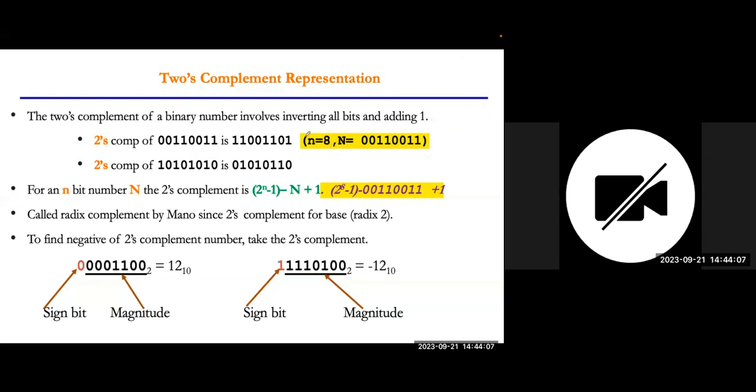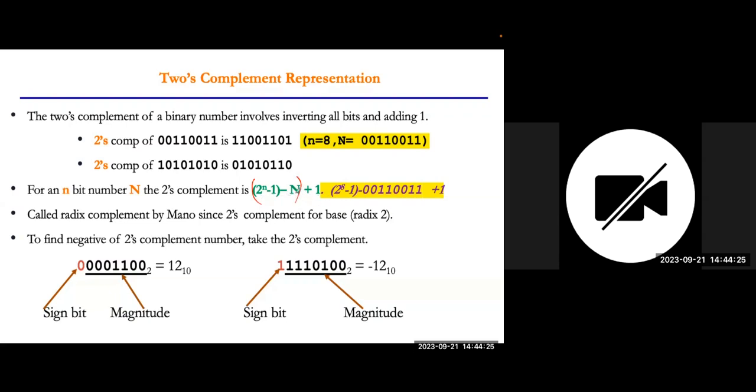So for any n-bit register, if an n-bit number is there, then the 2's complement will be written as 1's complement plus 1.